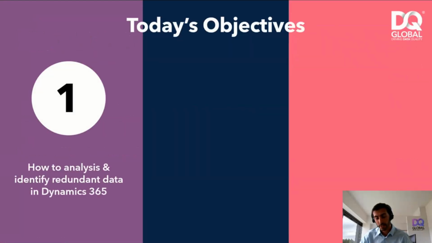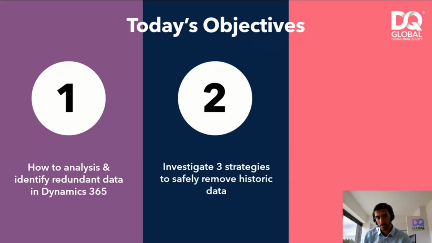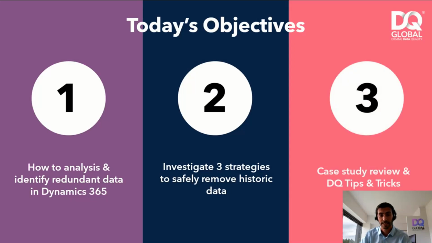So what are we going to look at today? Well, the first area is how to analyze and identify redundant data within D365. First, we've got to understand where we've got to look, otherwise we're going to be shooting in the dark. So we'll have some tips and tricks on how to achieve that. Step 2, we're going to dig into a bit of the weeds. We're going to look at 3 strategies to safely remove historic data, and 3 ways hopefully you can take away and apply to your business. And then 3, we're going to look at a case study on one specific use case, and then some takeaway tips and tricks of what to do and what not to do, learned from experience.